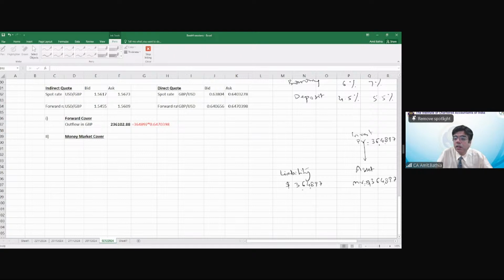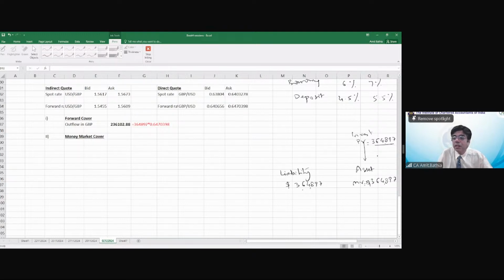364,897 divided by, I need 1 plus R. Have they given me the rate of interest? The borrowing rates in UK and US are given. Now here you can see they have not said this is a 180-day or 6-month rate, right? So this is obviously the annual rate. Am I right? Per annum.